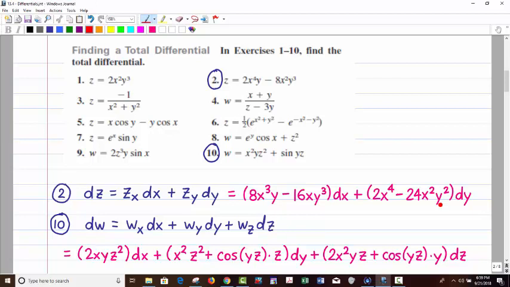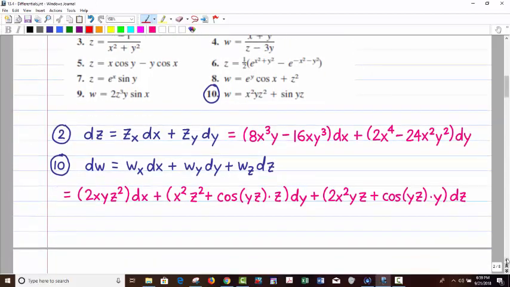And here's number 10, where it's a function of three variables. The partial of this with respect to x would be 2xy z squared. There's no x here, so that will be 0. It goes away. So here it is, 2xy z squared dx. The next one, the derivative of y with respect to y, would be 1. So it's x squared y squared.